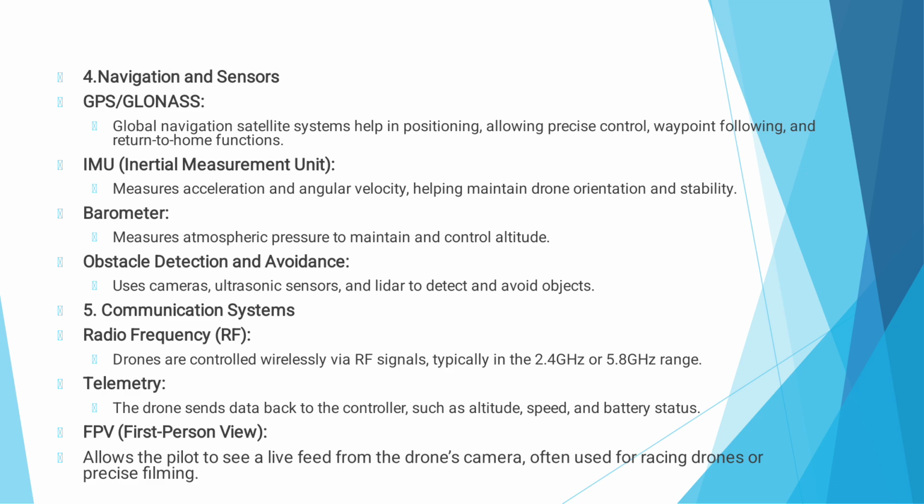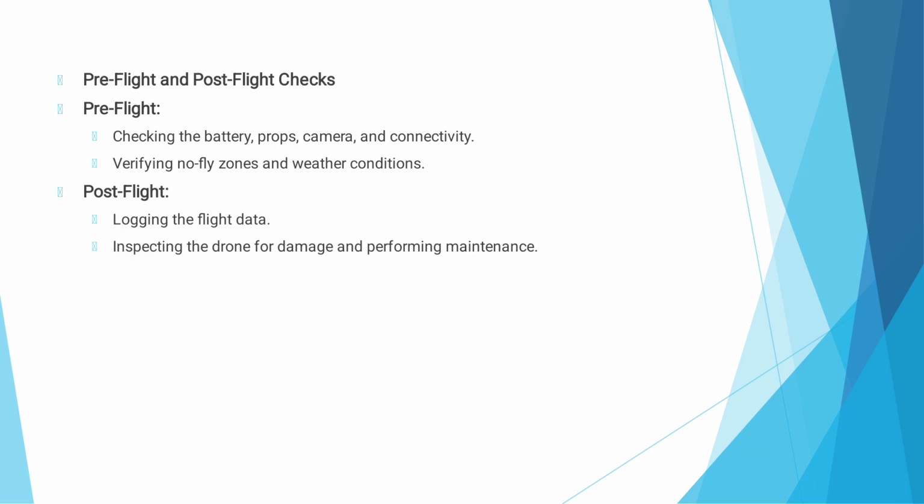Communication systems. Radio frequency. Drones are controlled wirelessly via RF signals, typically in the 2.4 GHz or 5.8 GHz range. Telemetry. The drone sends data back to the controller such as altitude, speed, and battery status. First person view. Allows the pilot to see a live feed from the drone's camera, often used for racing drones or precise filming.